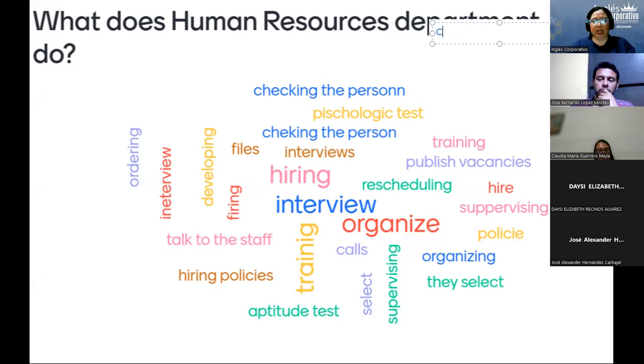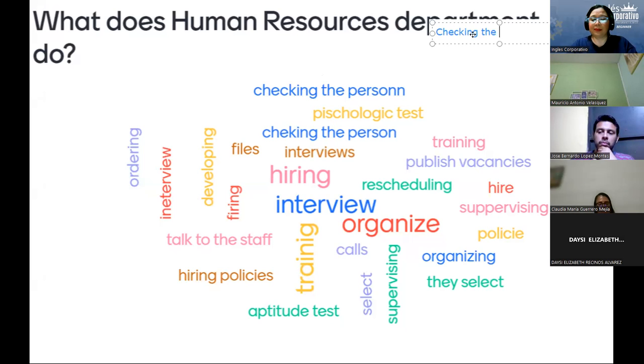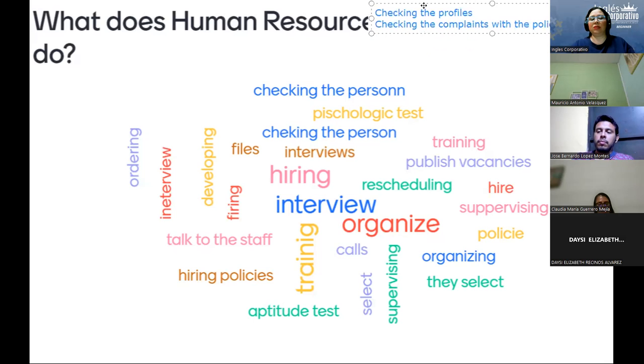Vamos a ver. Sería checking the profiles. No, compliance with the policies, okay? With the policies. All right. A ver, ¿qué más hace el Departamento de Recursos Humanos? What else do they do? A ver, aquí tenemos varios, okay? Training. Bueno, si lo decimos en orden, in order, right?